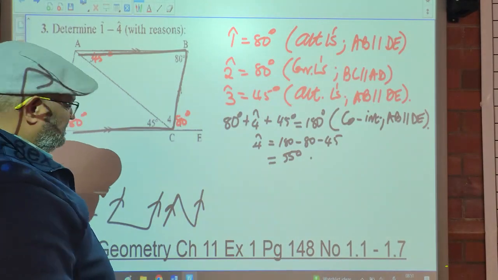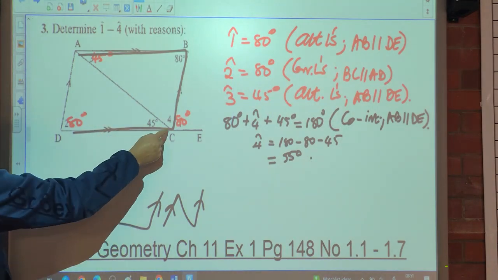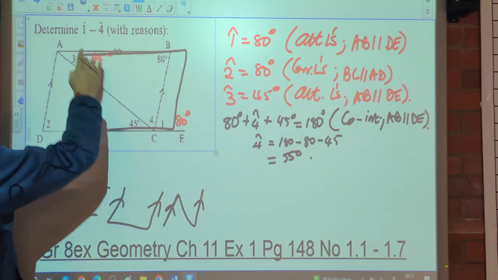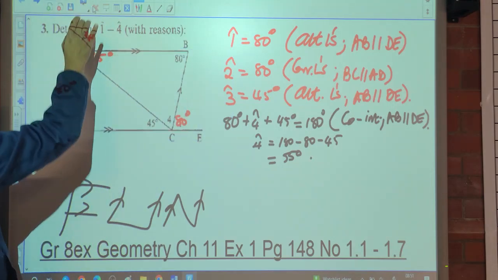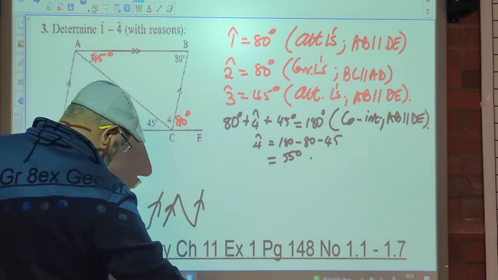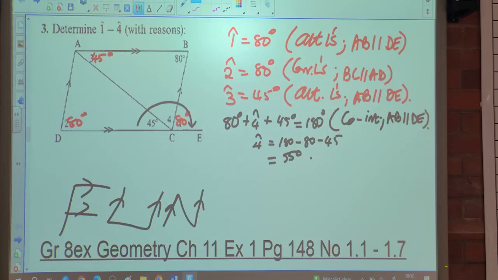Sorry? Angles on a straight line. You're going to say 45 plus angle 4 plus 80 is equal to 180, straight line, and you should get again 55.